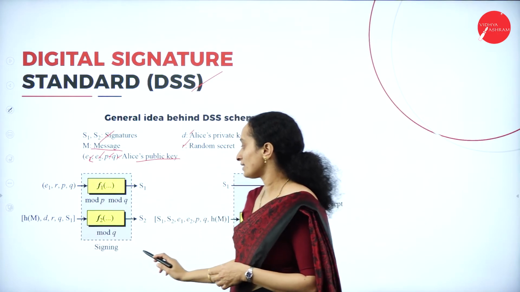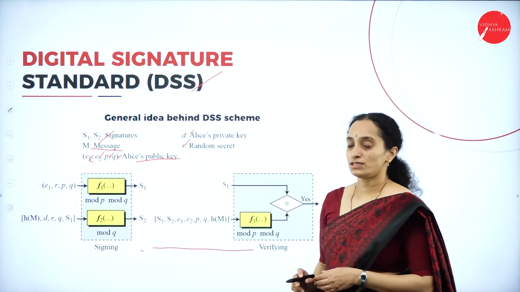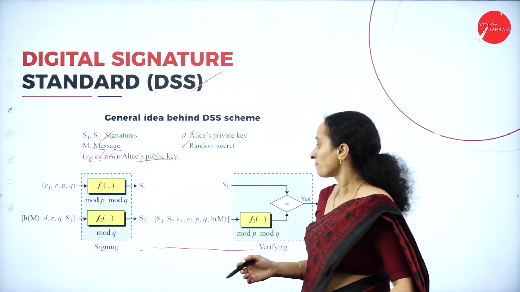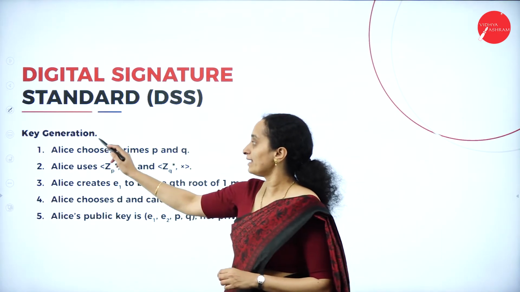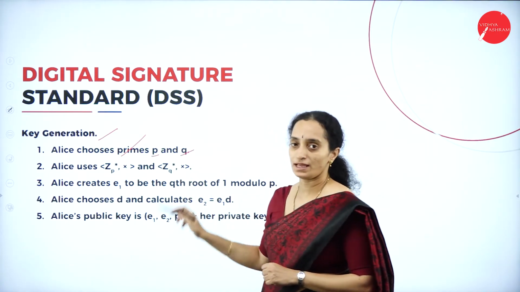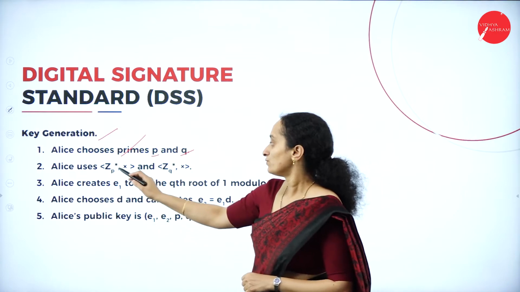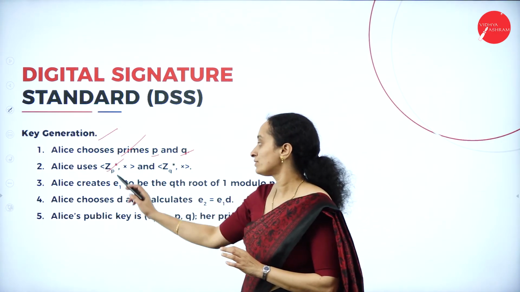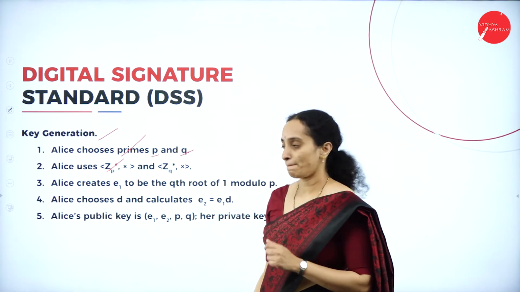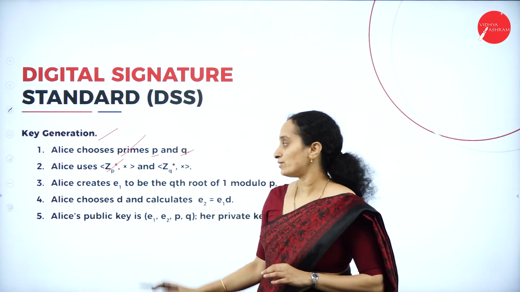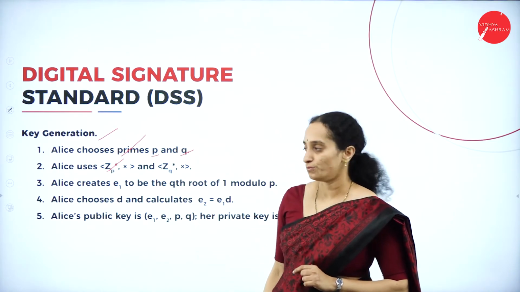So this is the procedure that we can follow for implementing the DSS. How do you generate a key in DSS? Alice chooses the primes P and Q, and uses Z, the integer values with respect to the prime value P, and the set of prime values for Q.